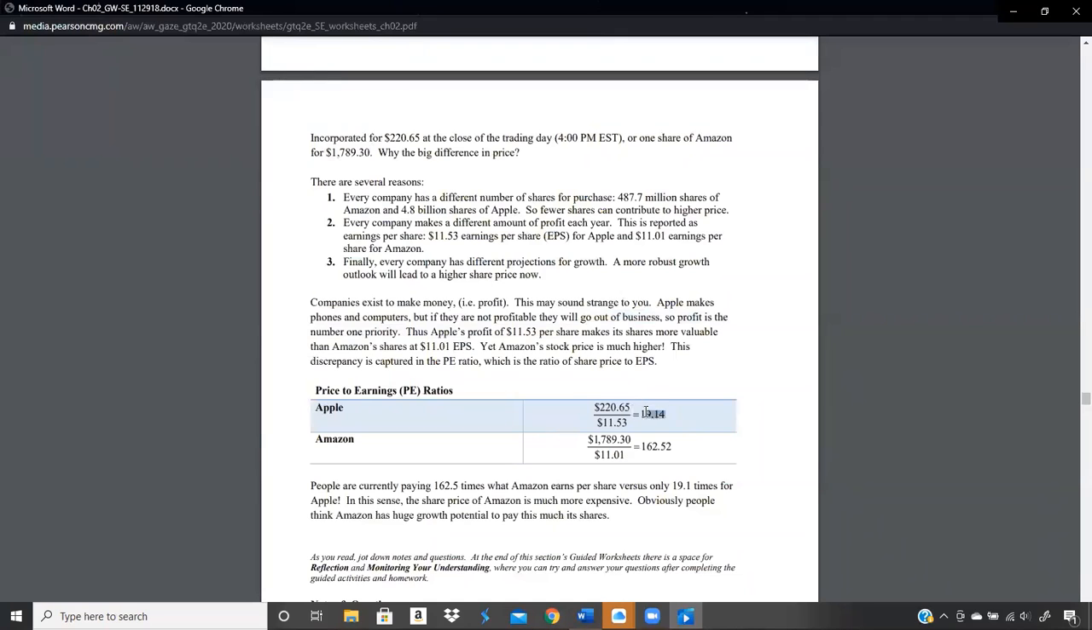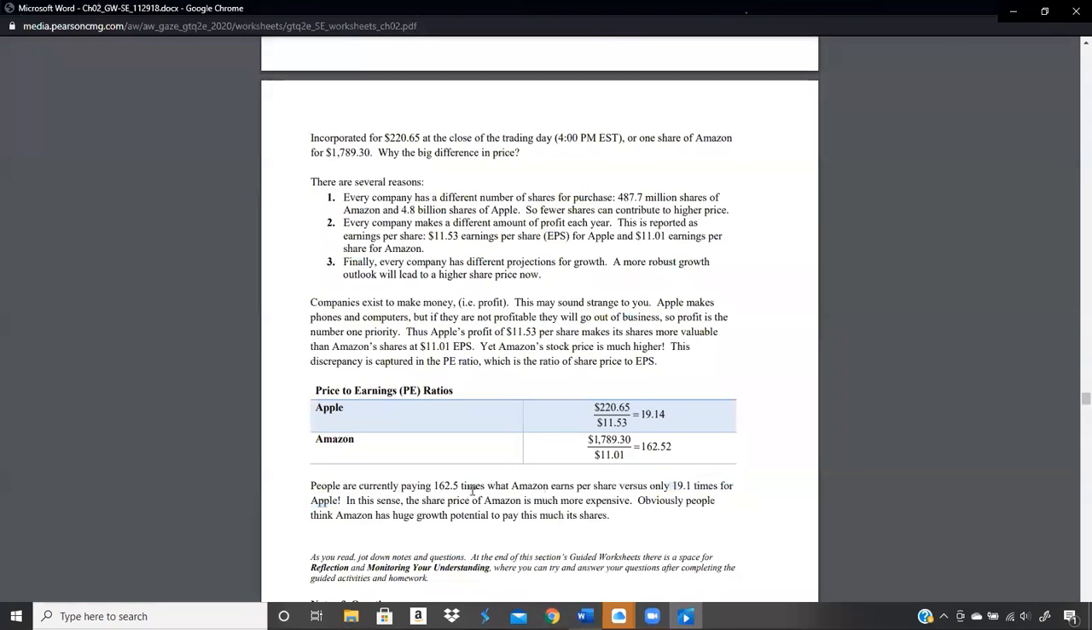But again, the fact that the PE ratio is 20 versus 160 is saying that people are paying 162.5 times what Amazon earns per share versus only 19 times per share for Apple. So the idea is that people are overvaluing Amazon in one way, because they're paying 162 times what it's earning, whereas Apple is only 19 times. Now, that doesn't mean the company can't keep kicking butt and making people scratch their heads, going, why is this still happening?